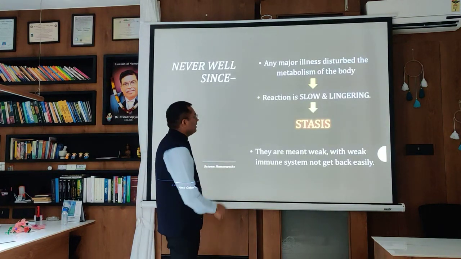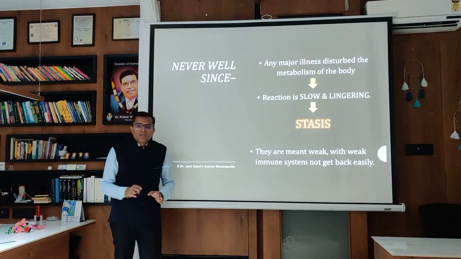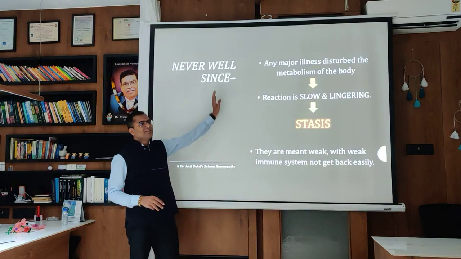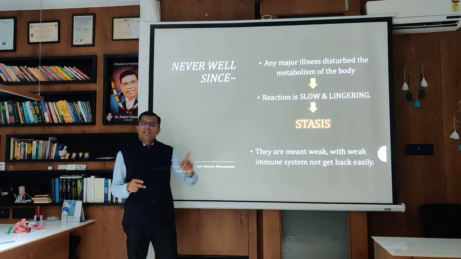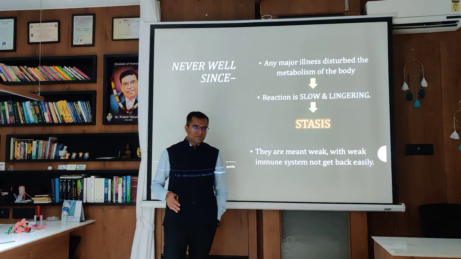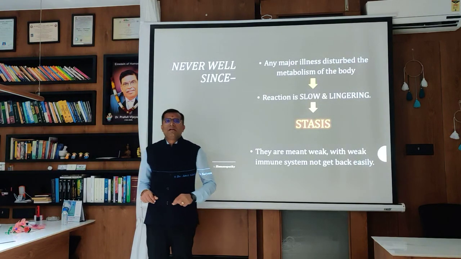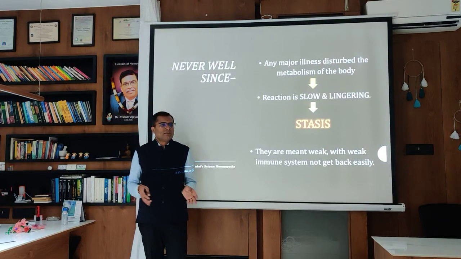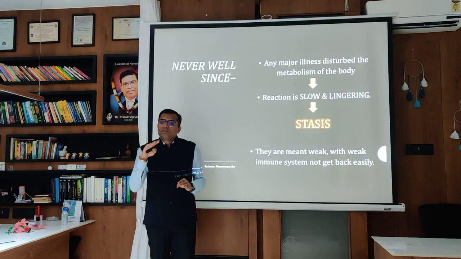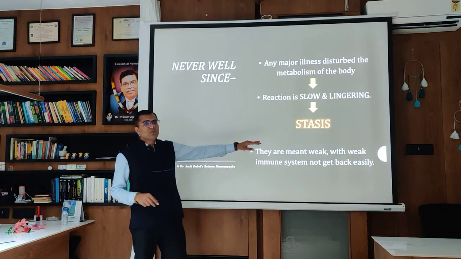So to understand carbon, we see the slow development of the disease. Why is this slow development of disease? When any major illness disturbs the metabolism of the body, the person says never well since that disease, leading to disturbances of the metabolism of the body. Say for example, a person comes with hypothyroidism, with slowness, obesity, tiredness, weakness, and the patient says, sir, I had dengue, and then after 2 months I was diagnosed with hypothyroidism. So this is what never well since that acute illness. The metabolism gets slow and disturbed. So the reaction is slow and lingering, which leads to the development of the homeostasis processes.